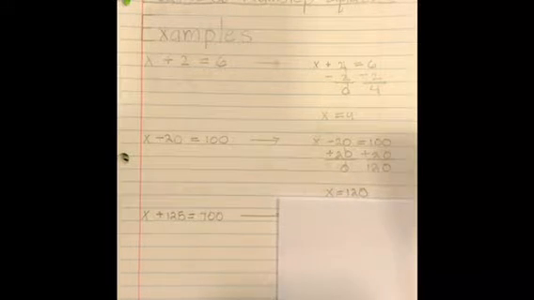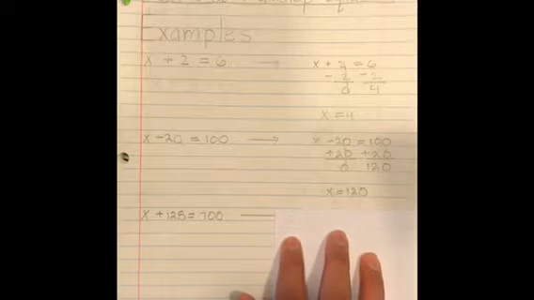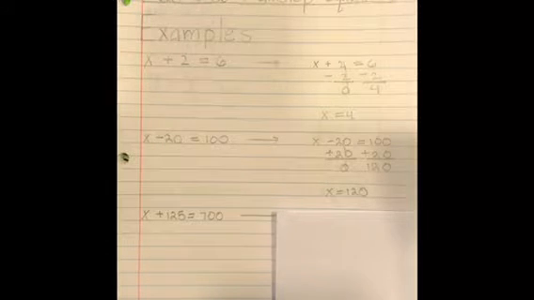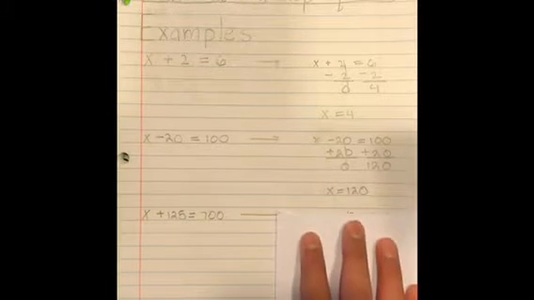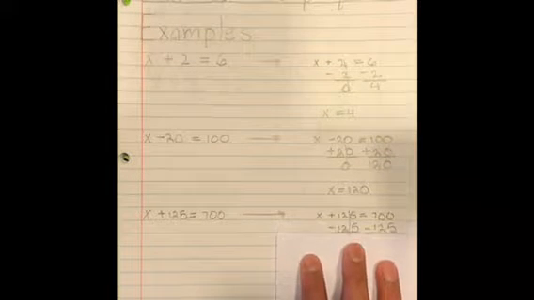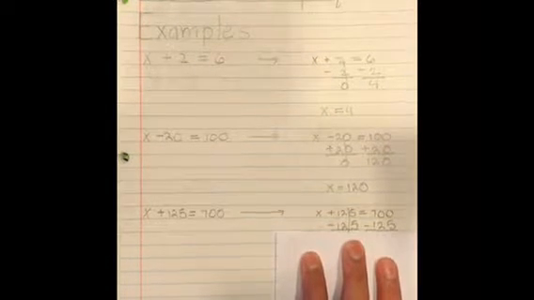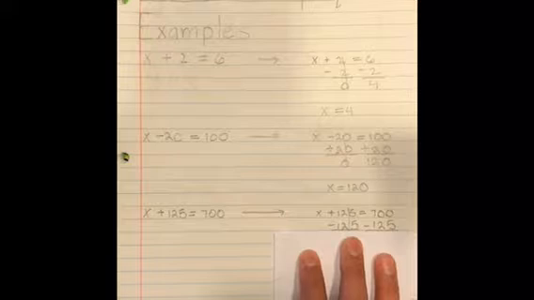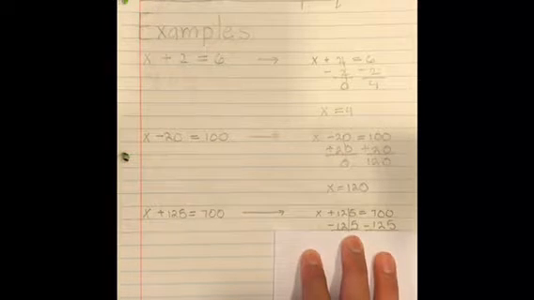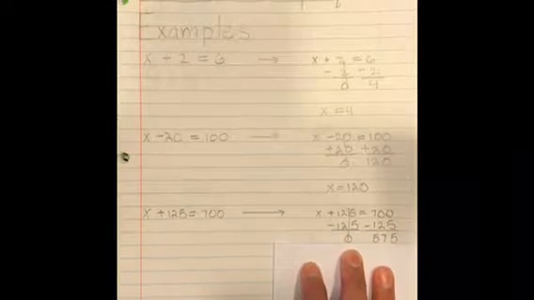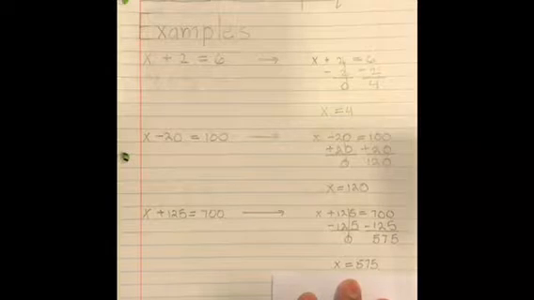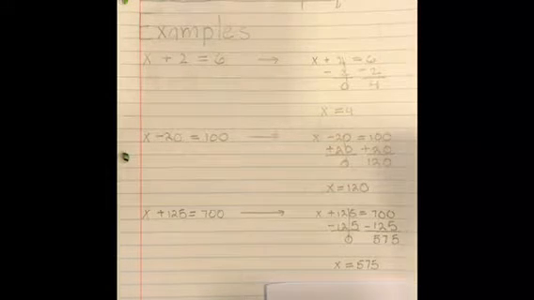Our third equation is x plus 125 equals 700. We've got our given equation. We subtract 125 from 125, because it's a positive number, and do the same to 700. You should get 575. Your answer should be 575. So that was part 1, and this is how to do one-step equations.